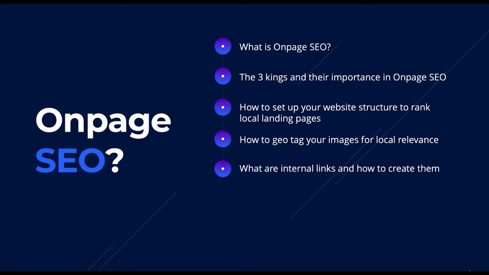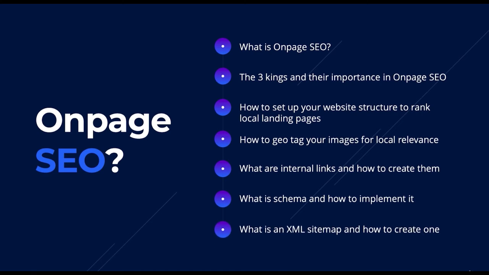We're going to cover what are internal links and show you exactly how to create them. I'm going to show you what is Schema and how to implement it. Every local business should have Schema on the website, so I'll show you how to implement it on your one. And lastly, we're going to cover what is an XML sitemap, how to create one and submit one to Google for your website. Okay, let's get into the section.